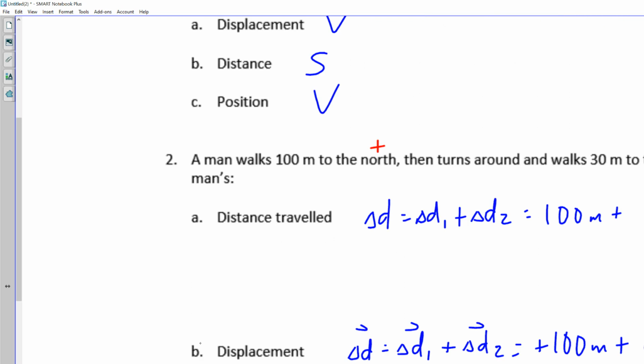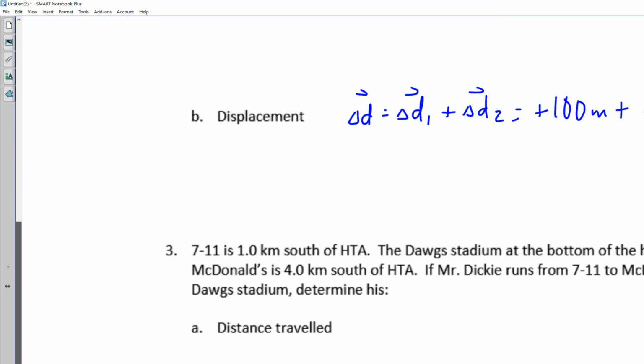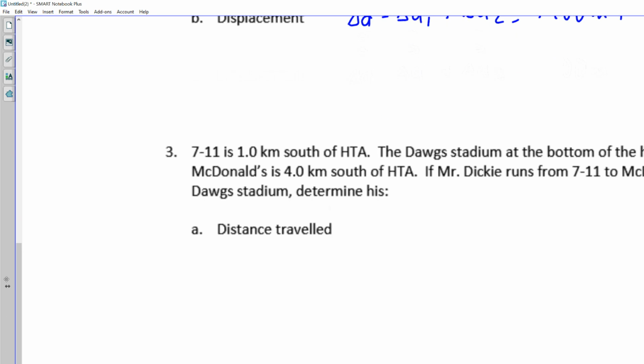I think that's it, isn't it? Yeah. Oh, 7-Eleven. I need 7-Eleven. Where's 7-Eleven? Oh, 7-Eleven is 1 kilometer south of HTA, right? So 7-Eleven is up here somewhere. Okay, no worries.